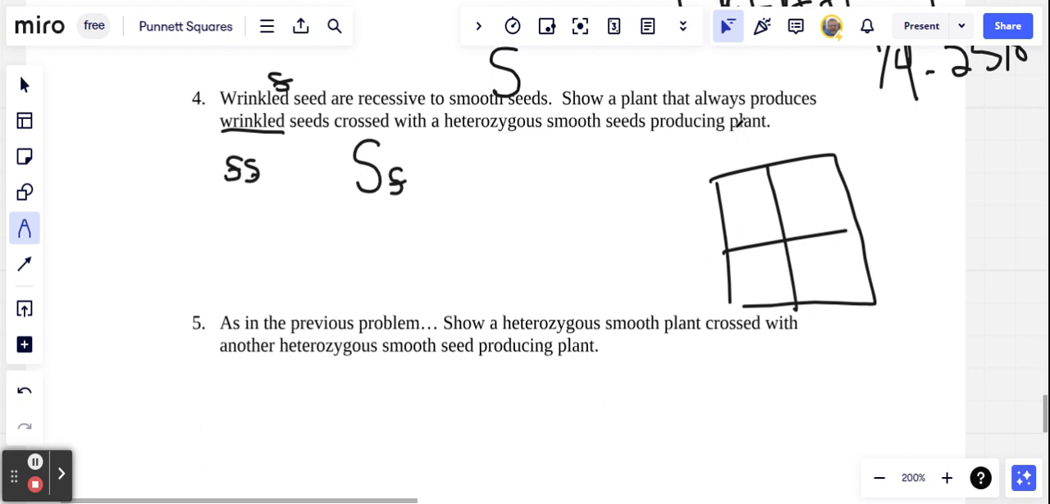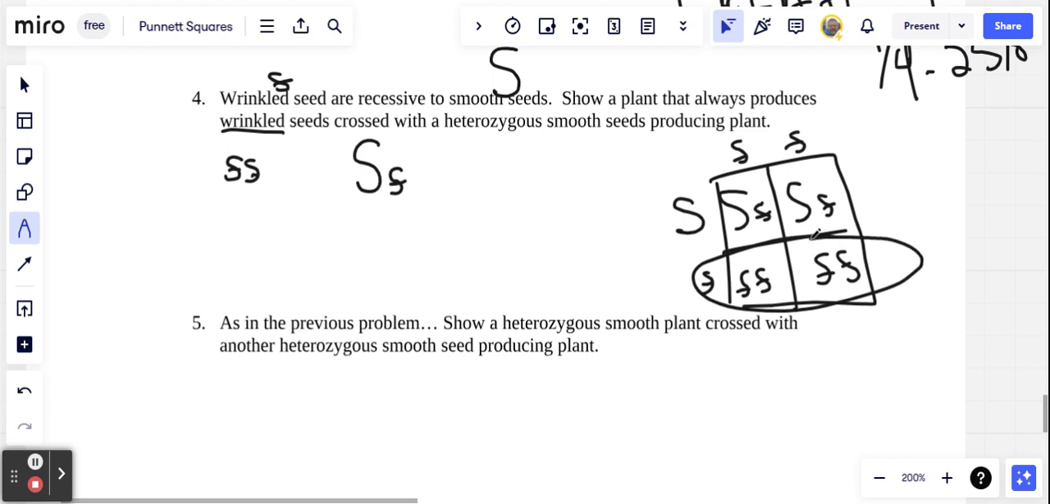And then we would put this one here. This is going to be capital S, lowercase s, capital S, lowercase s, lowercase, lowercase. Some of the letters, S's, are harder to write. So then we have 50% wrinkled and 50% smooth. So 50% smooth and 50% wrinkled in that cross. And then we have the next one.